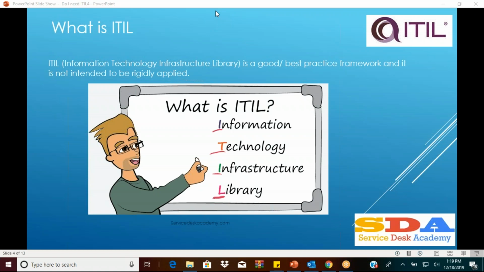We've been using this ITIL, so we are very much familiar with this acronym, Information Technology Infrastructure Library, right? So I will try to go a bit more granular. Let's try to understand what is information technology first of all. Before we go ahead and talk about ITIL, let's try to understand what is information technology.